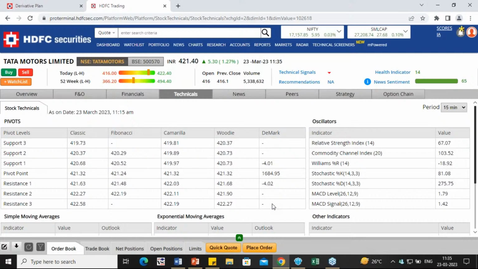So all you have to do is change your time interval basically. Here you can see the time interval: 15 minutes, if you want to see 30 minutes, 1 hour, or you can say daily chart, right?